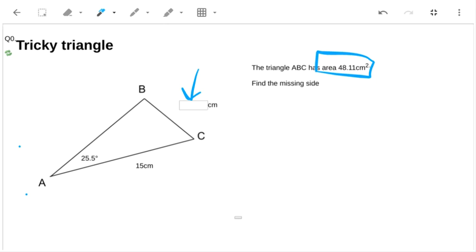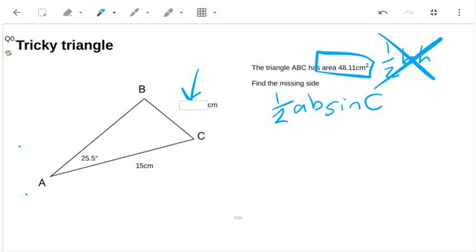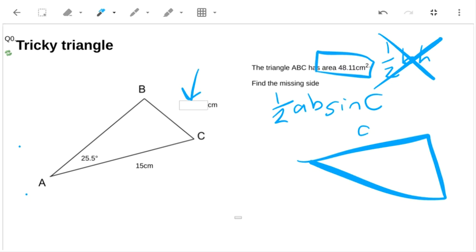There's an equation which everyone knows, a half base times height, but that only works when the base and the height are perpendicular. The other equation, which you should know, is a half ab sine C, and knowing the a, b and the C and the arrangement there is really important. So it's when you've got two sides and an included angle.